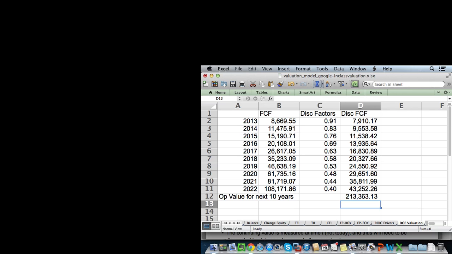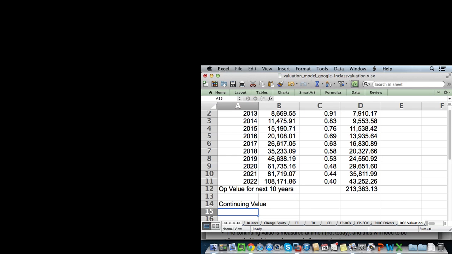Except Google's not going out of business in a decade. Again, we make an assumption that companies last forever when we value them. And so we've only forecasted the defined period. Now we have to forecast year 11 until forever, which is what we're calling the continuing value or CV period of the company. So now let's forecast the continuing value of Google.